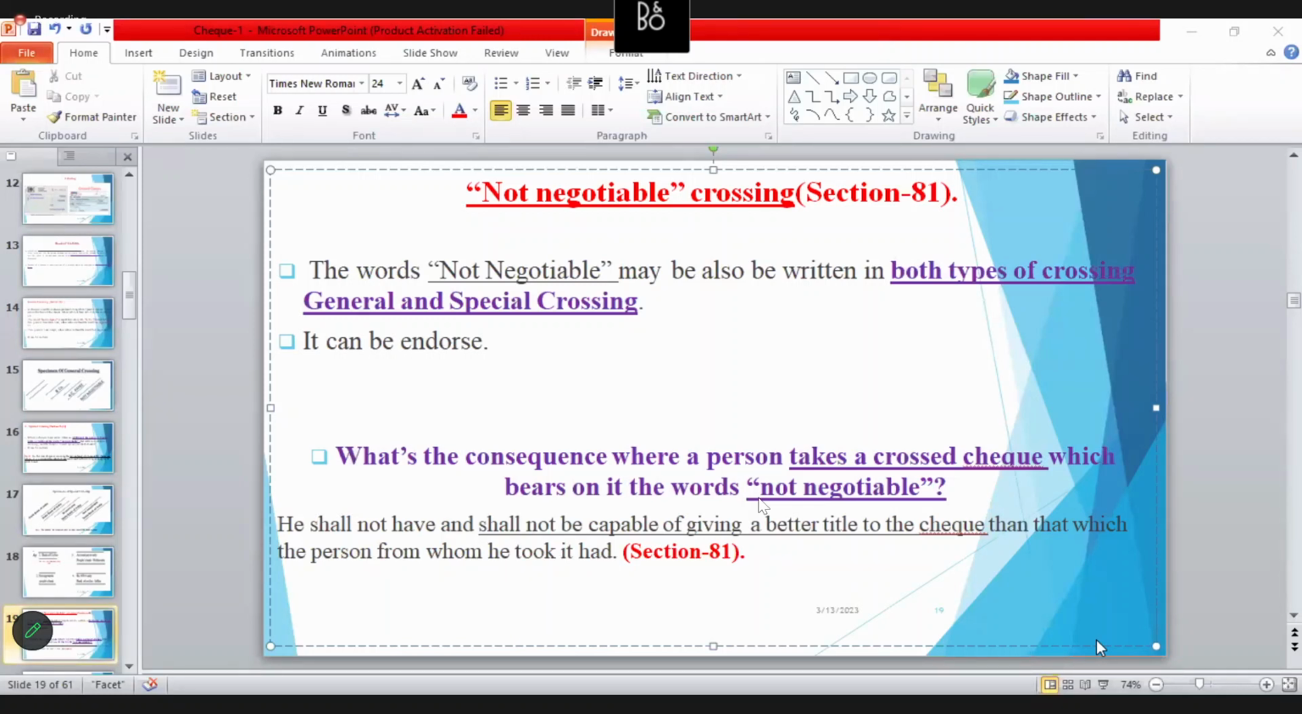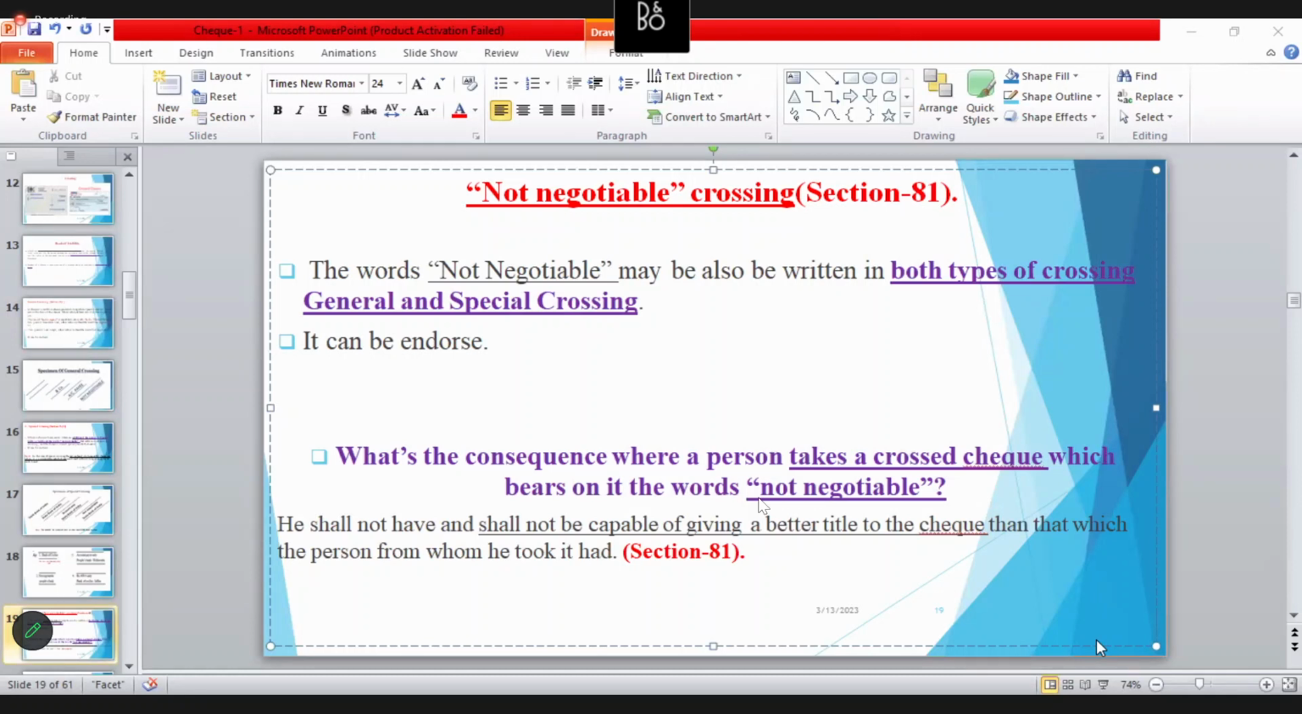So for example, if I write a check to Avani, and once Avani receives the check, on the back side of the check she puts her signature. If on the front of the check she mentioned not negotiable, that means even though the check bears the words not negotiable, you can still transfer the check from one person to another person. Not negotiable doesn't mean that you can't transfer that particular check. So what is not negotiable? The real meaning of not negotiable is you can't give a better title than what you don't have, right?